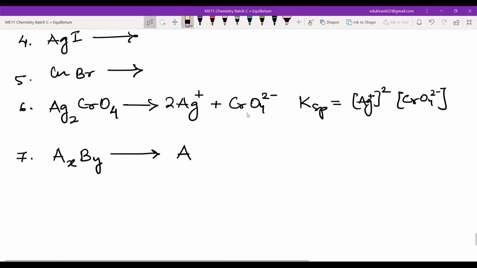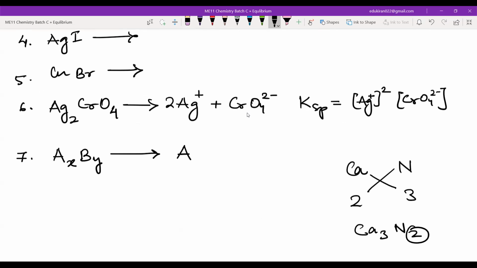If you remember a little, we did periodic properties. For example, I have to make a molecule which is calcium nitride. So we have calcium and we have nitrogen. What is the valency of calcium? It is 2. What is the valency of nitrogen? It is 3. Then we did criss-cross, right? So we got Ca3N2. This 3 was representing the charge on calcium, and this 2 was representing the charge on nitrogen.